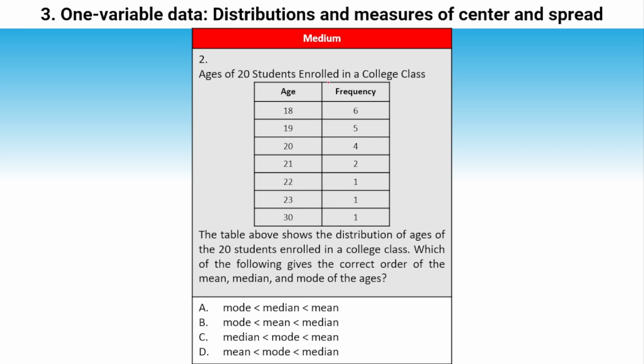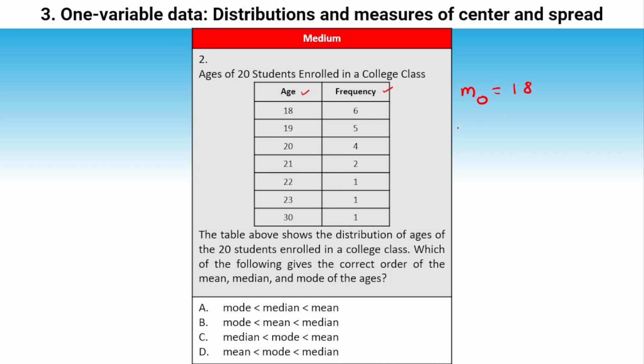So let's move to the next one, medium difficulty. Ages of 20 students enrolled in a college class. This is the age and this is the frequency given. The table above shows the distribution of ages of the 20 students enrolled in the college class. Which of the following gives the correct order of mean, median, and mode? So let's find the mode. Mode is the most repeated data, the data with the highest frequency. That is 6, so the mode is 18.